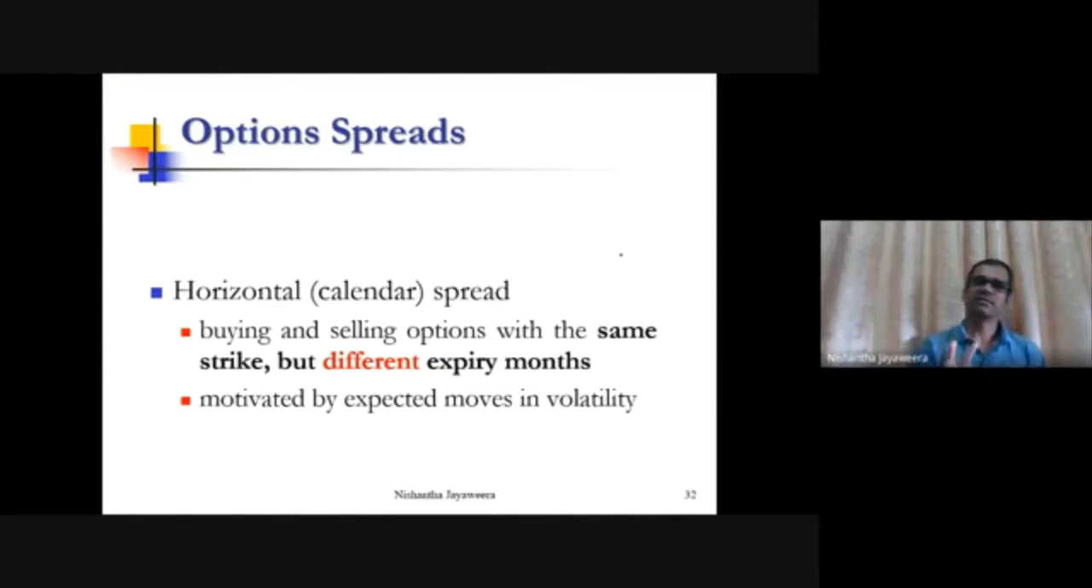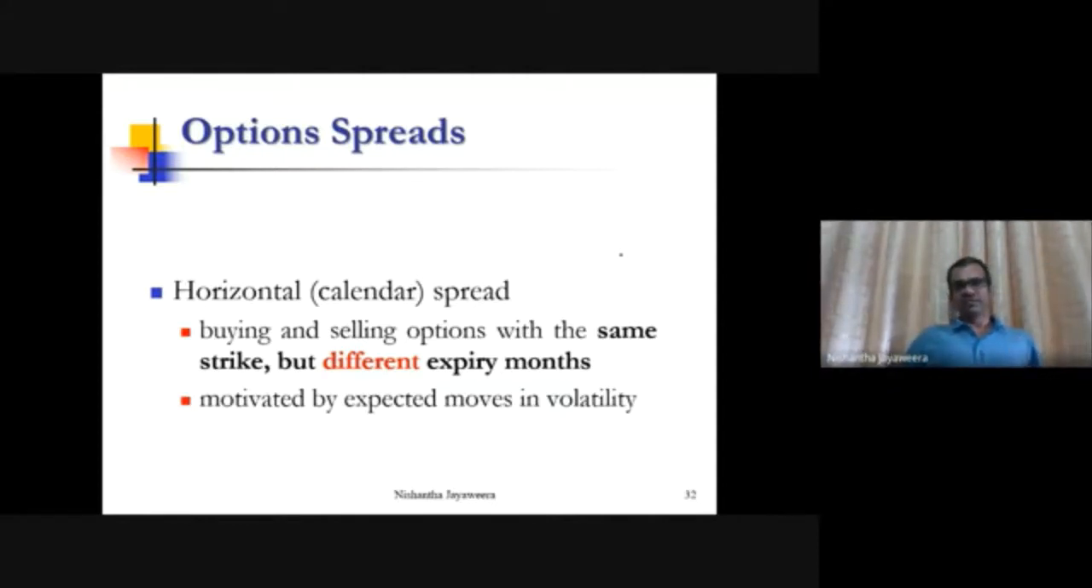But then we have vertical spreads, horizontal spreads, and diagonal spreads. The two strategies we discuss are vertical spreads. That means different strike but the same expiry. We buy an option and we sell an option with a different strike but with the same expiry. Those are the vertical spreads.